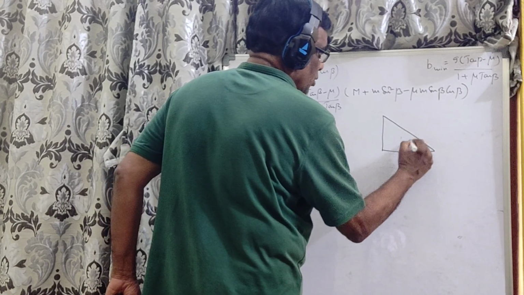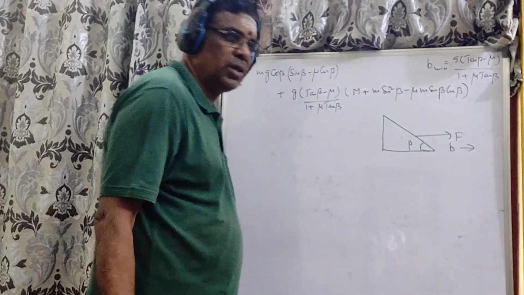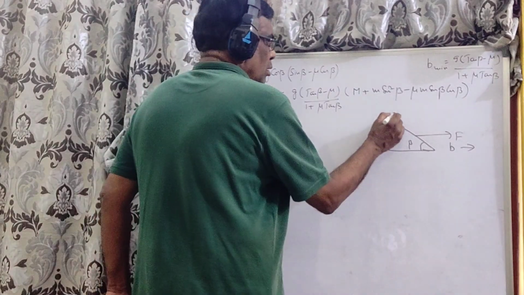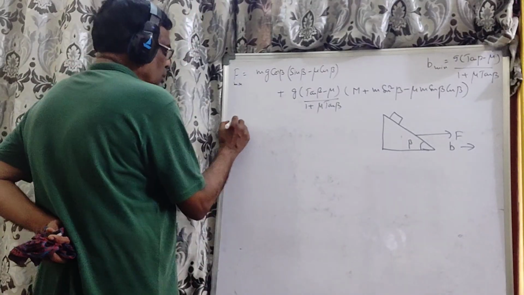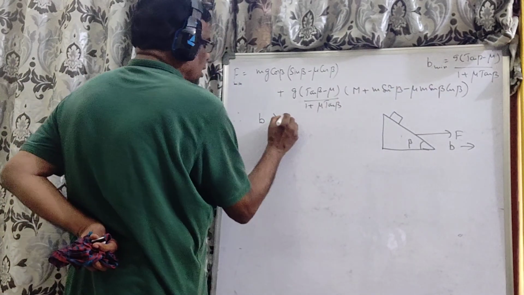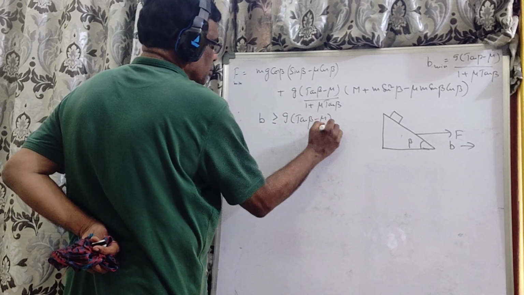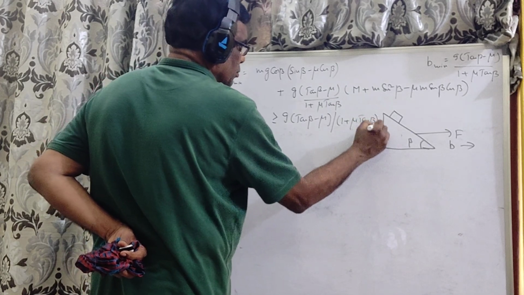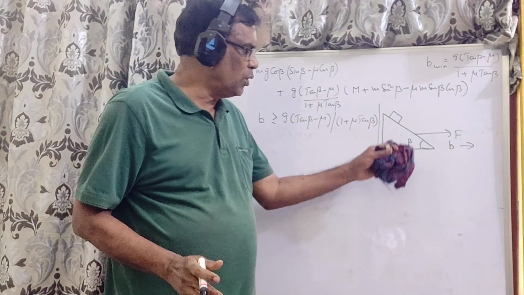Here, what I took, I am applying a force here so that it is going with an acceleration B. I don't want the body to slide down. Therefore, your answer is B must be greater than or equal to this one. Okay? That's all. As simple as that. You just want to get F.